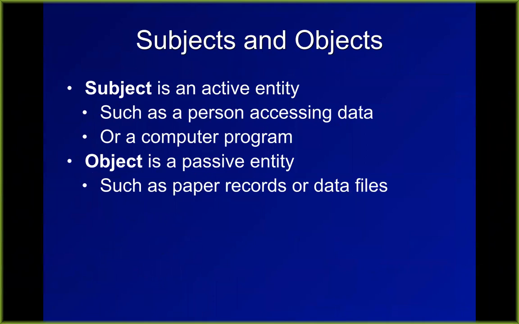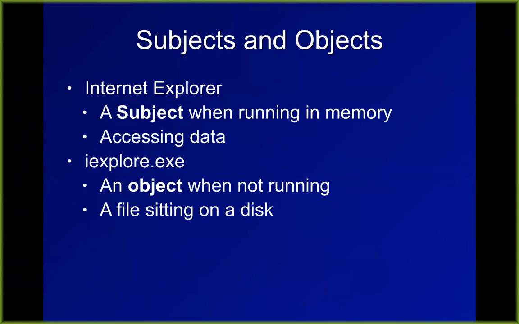So in general, you have subjects and objects. Subjects are active entities like users that are trying to access something, and the object is the passive entity they're trying to access. And then you have access controls that limit what objects are available to what subjects. So Internet Explorer, for example, can be either one. When it's running in memory, it's a subject accessing data, and when it's not running, it's stored on the disk as a file, and then it's an object that other processes and users might be attempting to access. This is very much like clients and servers, and modern computers are both clients and servers in different contexts.